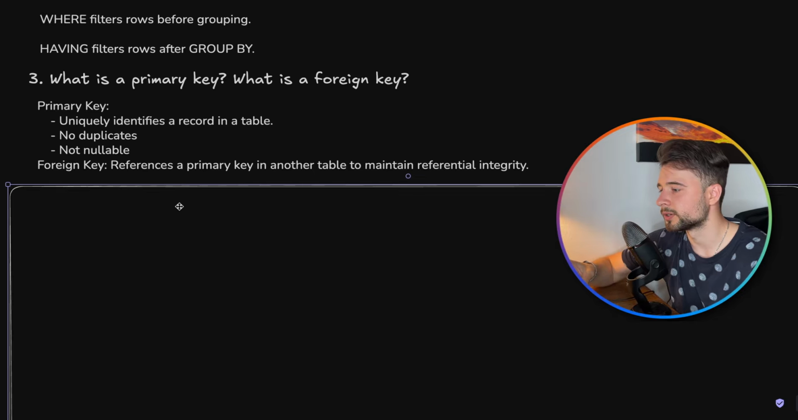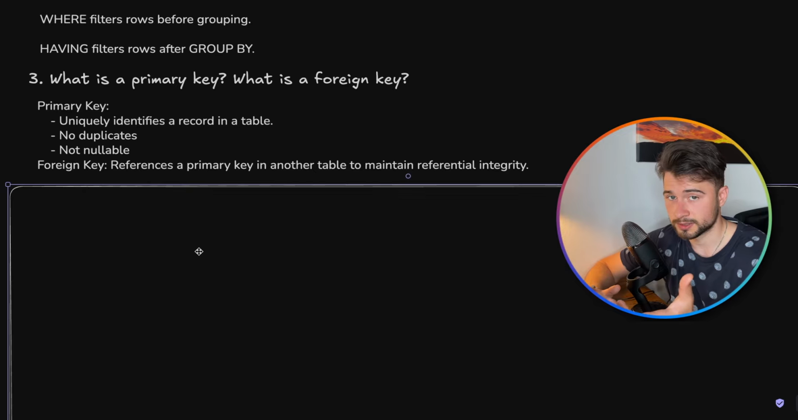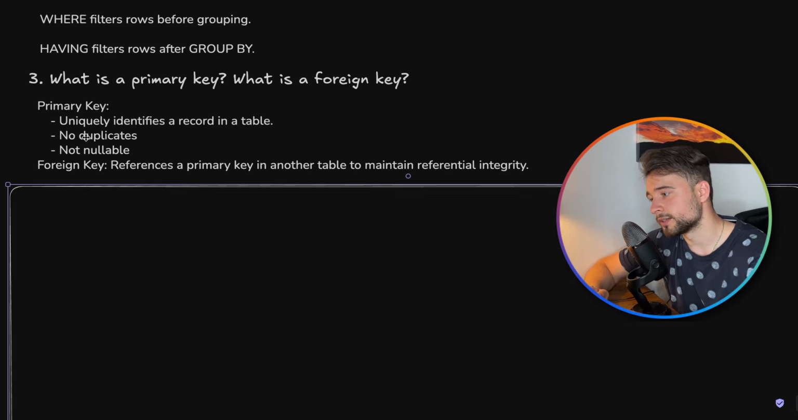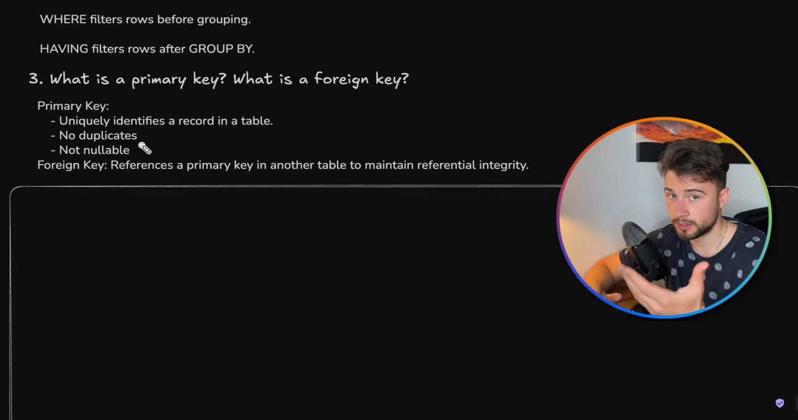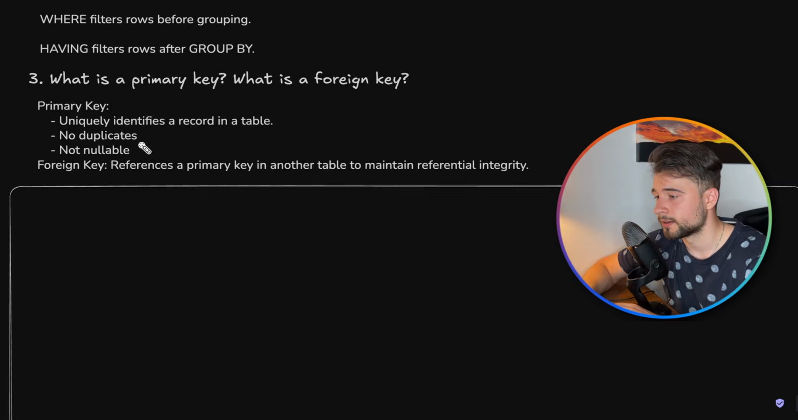So primary key uniquely identifies a record in a table. This is its primary goal. And 2 features that you should remember: it cannot have duplicates, because otherwise it wouldn't be able to uniquely identify the row in the table. And it cannot be nullable for the same reason.